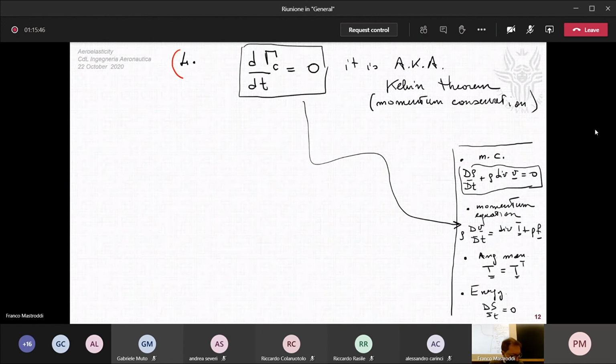In fact, the demonstration of this is easy. Consider the derivative with respect to t of gamma, which is equal to the derivative with respect to t of the circulation integral of v dot dx. Now, when you have to derive an integral, it's not so easy.